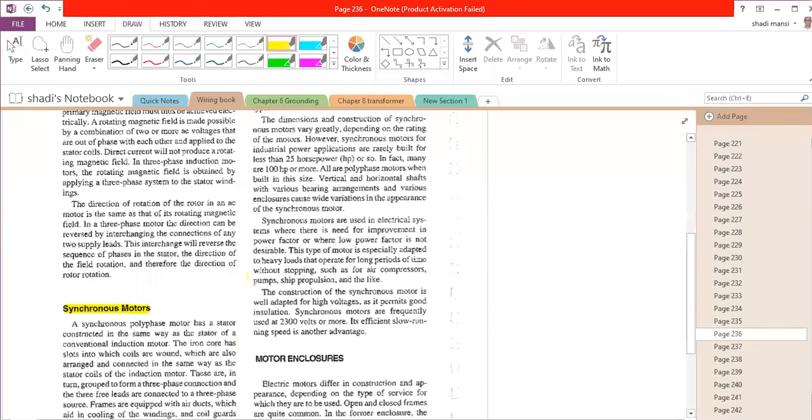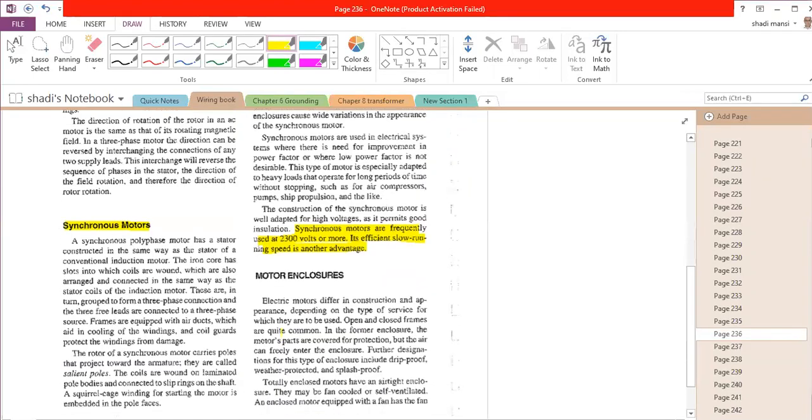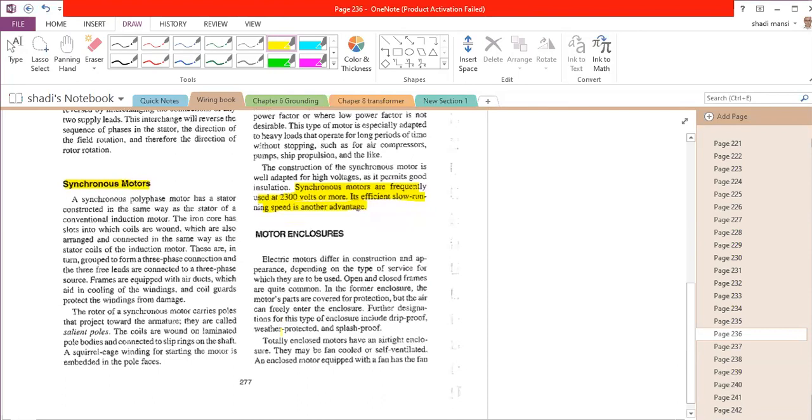What are the applications of the synchronous motor? Here we can say synchronous motors are frequently used at 230 volts or more. Its efficient slow running speed is another advantage. Usually a synchronous motor is used for high power, and one of its main advantages, first of all, is that it runs at a fixed speed. Second, it can be used for power factor correction. So you will not find a small synchronous motor in applications. However, if you have a big blower, then you can use a synchronous motor because it runs at a fixed speed and also corrects the power factor in your facility.